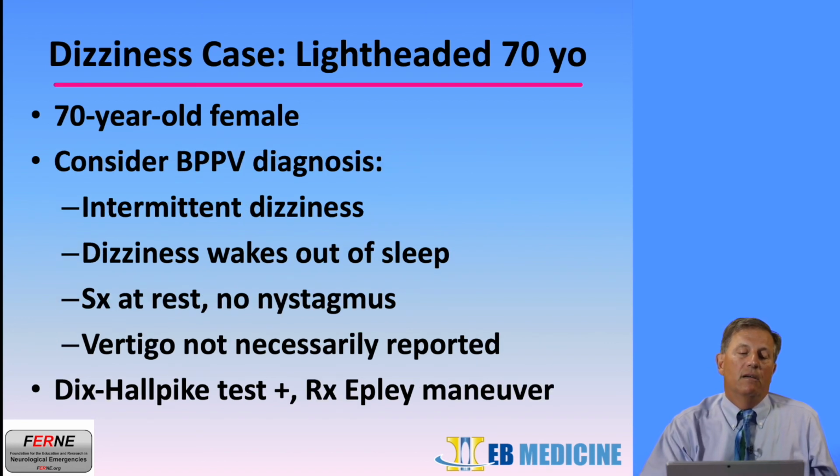Now honestly, if you're considering some sinister etiology and you feel you must do a non-contrast CT, go ahead. But remember, this is likely BPPV with intermittent dizziness, dizziness that wakes her up out of her sleep, symptoms at rest, no nystagmus, and vertigo is not necessarily always reported. In this case, the best test is a Dix-Hallpike test. If it's positive, you can treat with the Epley maneuver and or the normal treatments for BPPV.